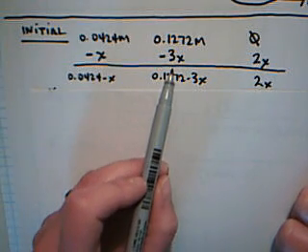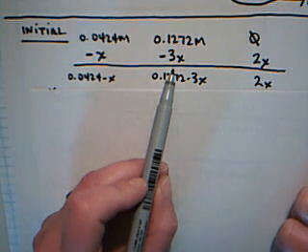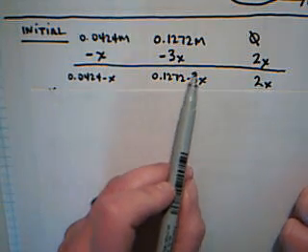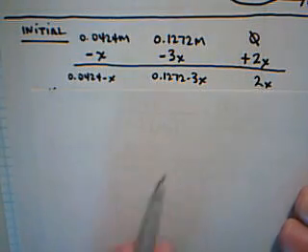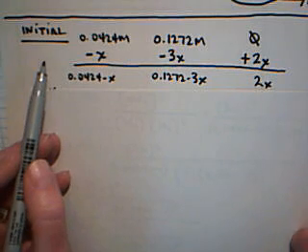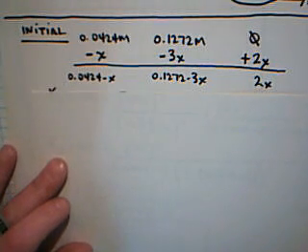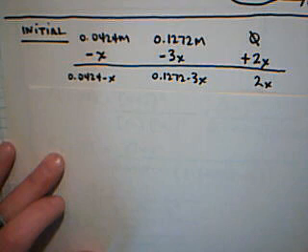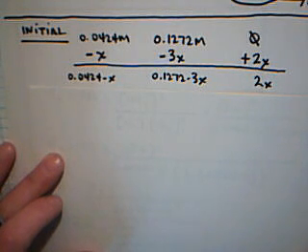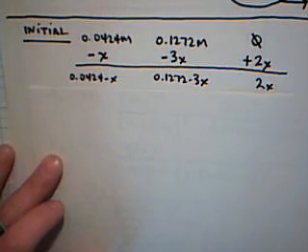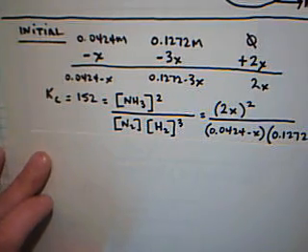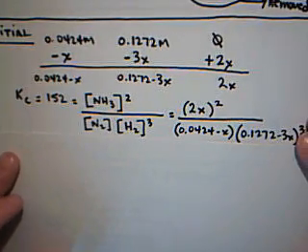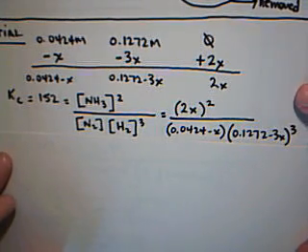So I know that my change is going to be in the direction of products. So that's minus x for N2. It's minus 3x for H2 because in the balanced equation it was 3H2 gas. And this will be a plus 2x because there's a 2 in front of the NH3. So that's my change, and now my new equilibrium condition will have concentrations of 0.0424 minus x, 0.1272 minus 3x, and then 2x. And I get this expression here for my Kc.